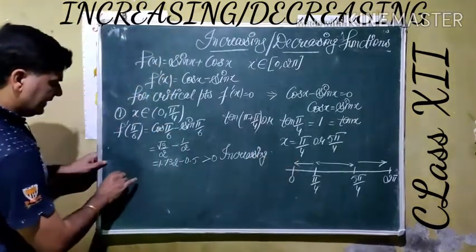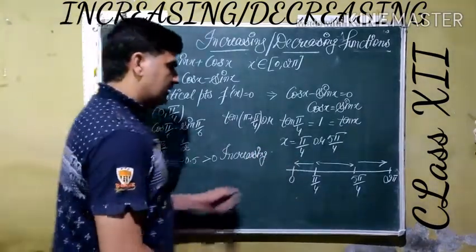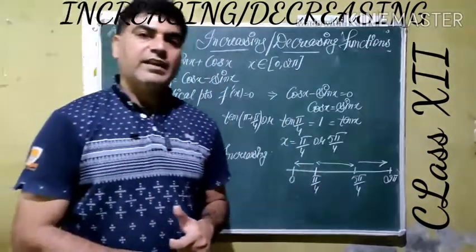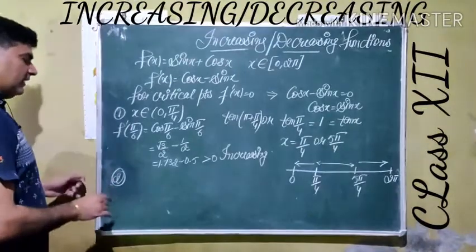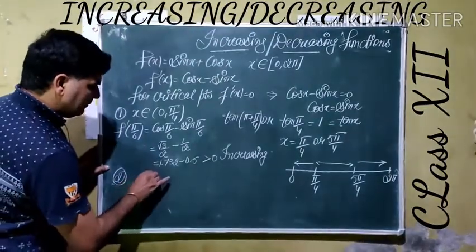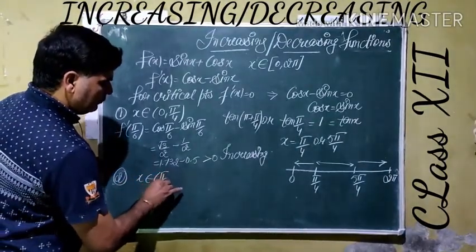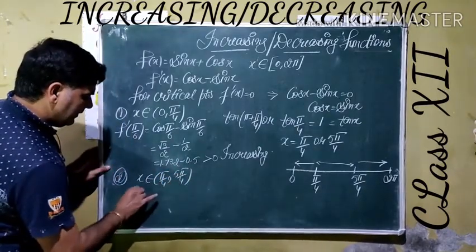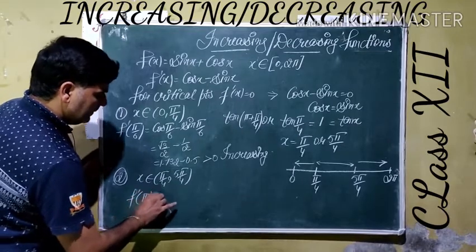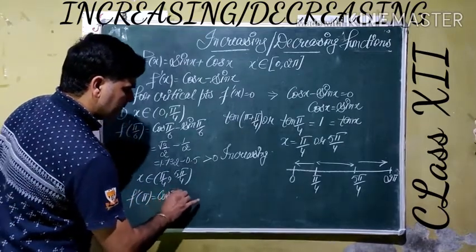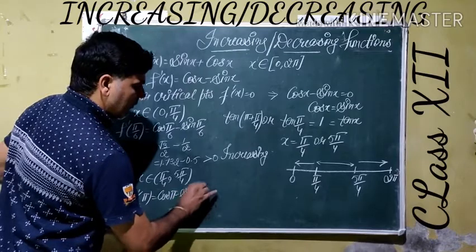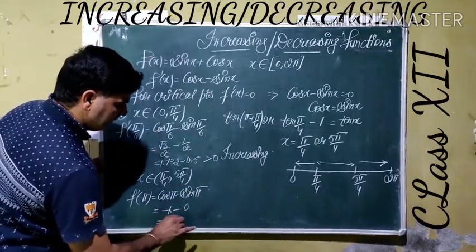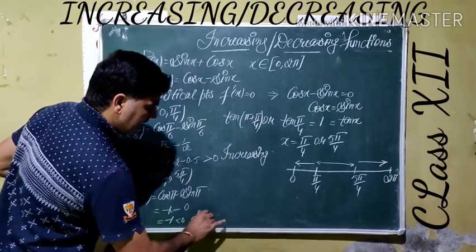Now we are going to discuss the second case. In between these two critical points, from 45 to 225, we take 180 because we know its value. x belongs to pi by 4 to 5 pi by 4. We are taking 180, meaning pi. Cos pi minus sin pi. The value of sin 180 is 0 and cos 180 is minus 1. So overall it is minus 1, less than 0. Strictly decreasing function.